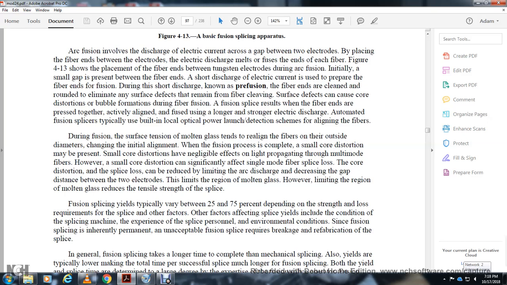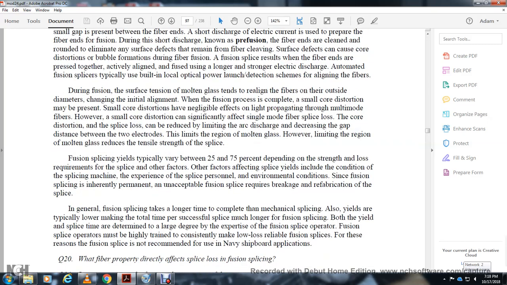The core distortion splice loss can be reduced by limiting the arc of discharge and reducing the gap distance between the two electrodes. Limiting the region of molten glass reduces the tensile strength of the splice.